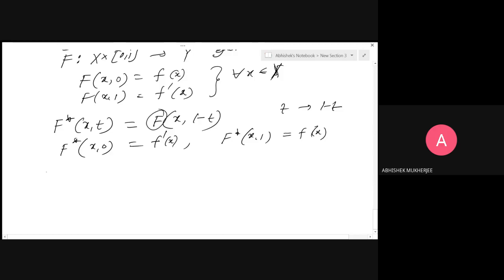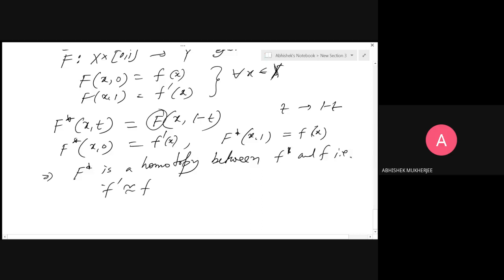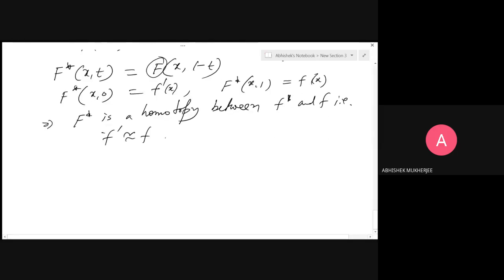So definitely f star is a homotopy between f dashed and f. That is, f dashed is homotopic to f. So this proves the symmetry case. Now for the path homotopy also you can consider these maps. So this can be checked easily. That is your task to do on your own.